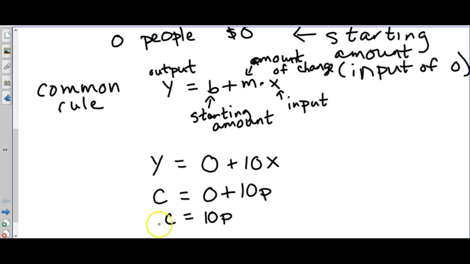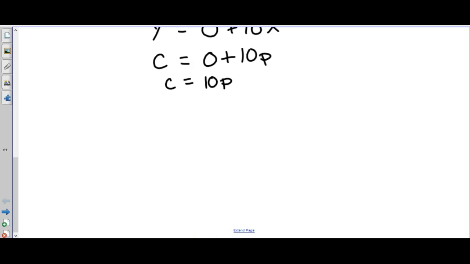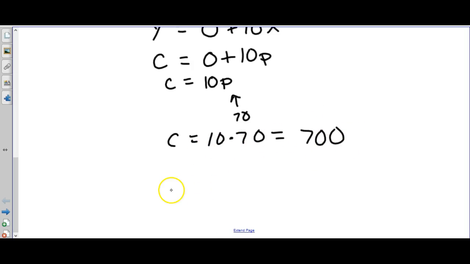Now we could use that to find the cost for any number of people. If I wanted to know how much it was going to cost for 70 people to go to a movie, I would just replace the number of people with 70. 10 times 70 is 700. So the purpose of this rule that we're writing is so that for higher numbers, we don't have to add up every single one together. We can figure out this cost or whatever the situation may be by just plugging in our input value. So these function rules are used to make it simpler, especially as your values get larger and larger.